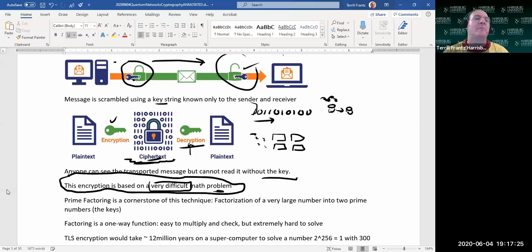And this math problem, and there are different techniques, mind you, but the one that's most widely used is based on prime factorization. Essentially, what the math problem is: I have a very large number, 1, 4, 6, 7, blah, blah, let's say 300 digits long. And I take that number and I need to figure out the two factors that when multiplied together equal that very large number.